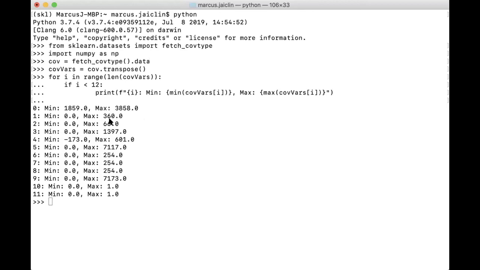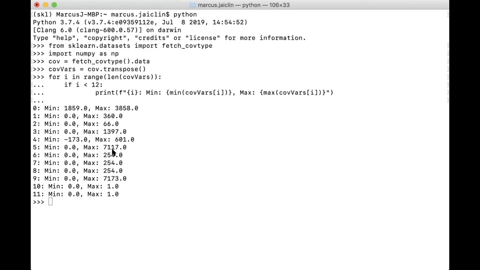When I look at these, if you remember, some of these are in meters, and the first one was, I think, altitude. It ranged from 1,859 meters above sea level to 3,858 meters above sea level. The second one was degrees of azimuth, and that can range from 0 to 360, which makes sense because they're degrees, and we don't need to know much more.